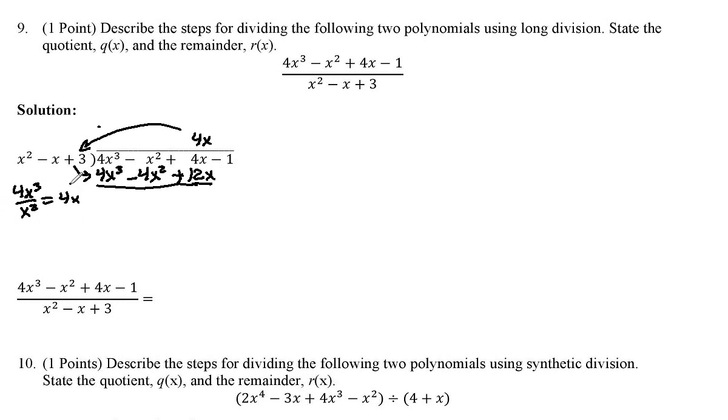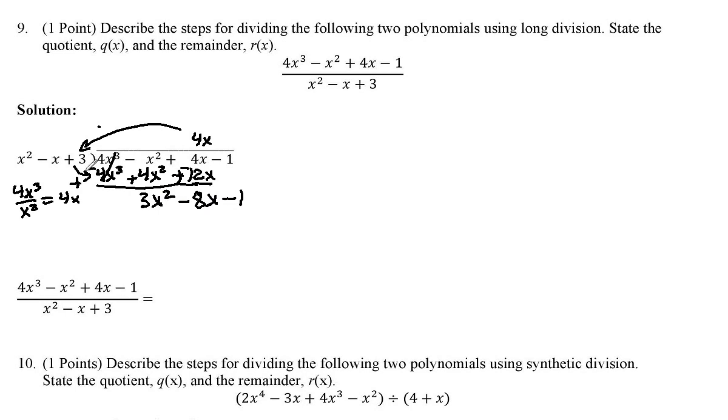And so we want to do a subtraction here. To subtract, we will change the signs and add. So minus, plus, minus, and then add. So 4x cubed minus 4x cubed, they cancel. Negative x squared plus 4x squared is 3x squared. 4x minus 12x, negative 8x. Then we bring this negative 1 down.